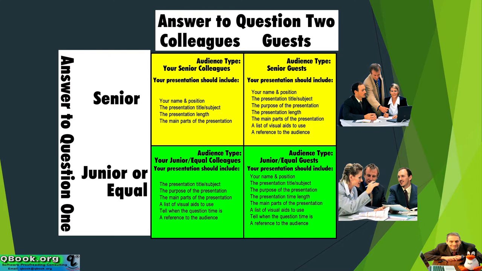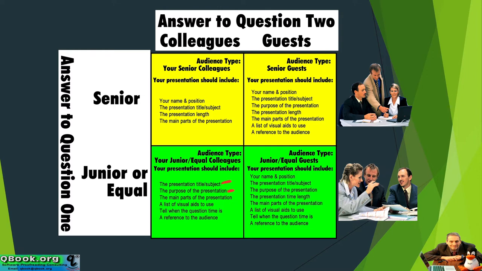All right, let's look at the lower area here, which is the junior or equal. So these are people who are inside your company, people who know you and work with you and maybe below you or equal to you inside your company. In this case, we're going to begin with the presentation topic. You don't need to say who you are because everyone knows who you are and you are above them or equal to them. You don't need to be so formal. So you just give the topic.